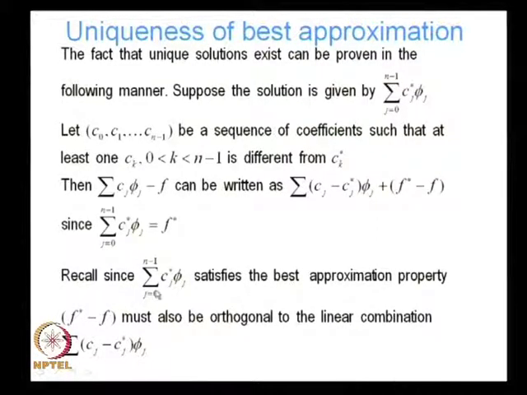Recall, since sigma j equal to 0 to n minus 1 Cj star phi j satisfies the best approximation property, f star minus f must also be orthogonal to the linear combination Cj minus Cj star phi j. I just talked about that. f star minus f must also be orthogonal to this, because this is after all a linear combination of the phi j's. So, if I take the inner product of f star minus f with this thing, I am basically taking the inner product with each of the phi j's.